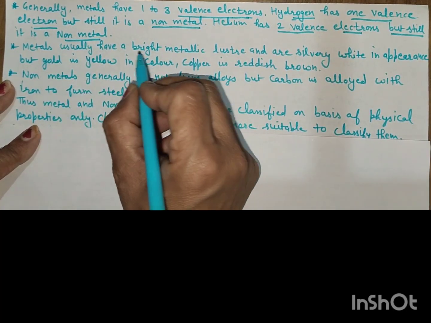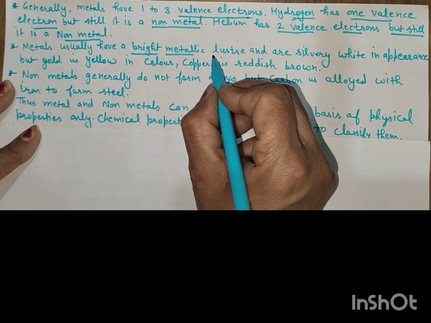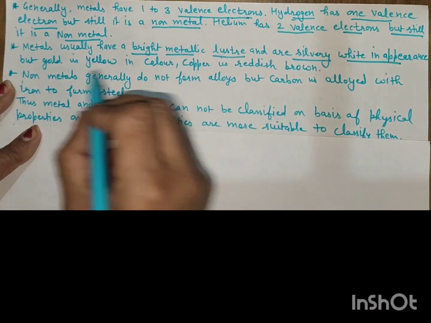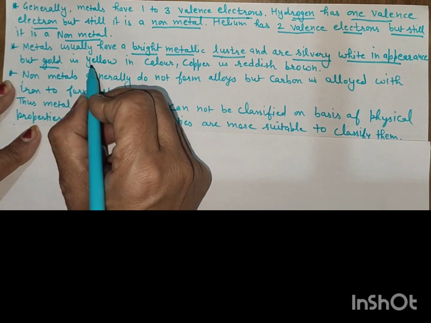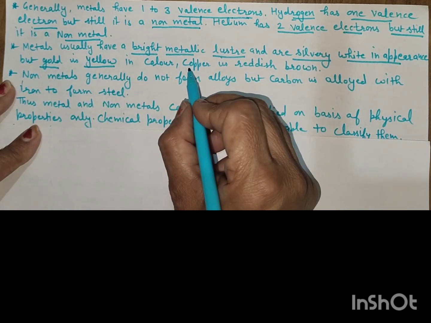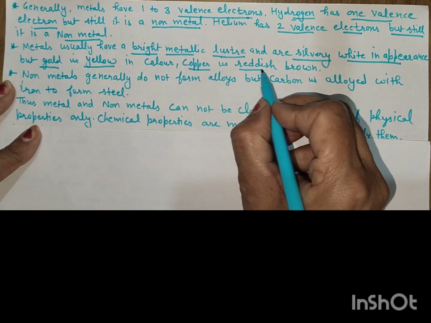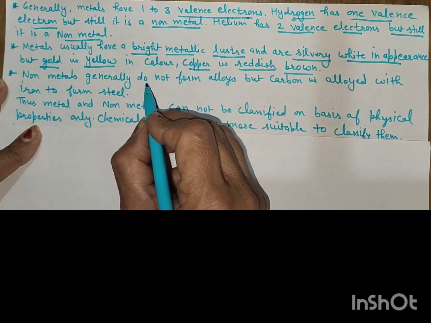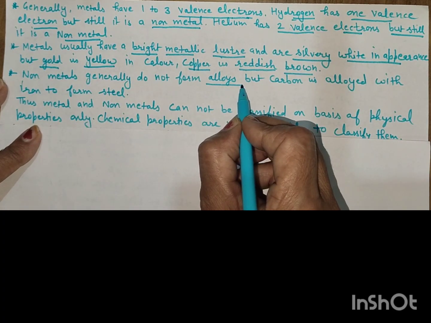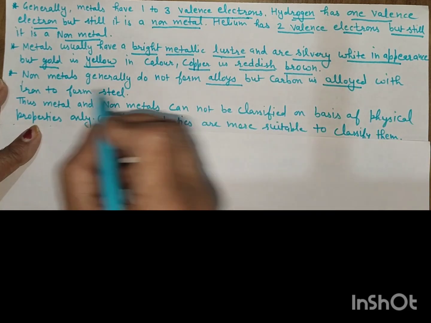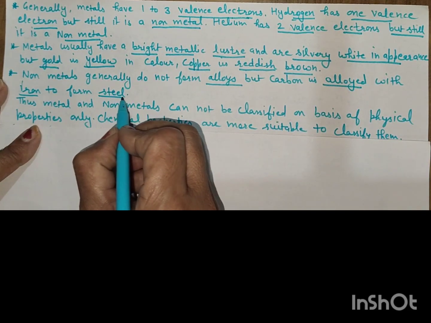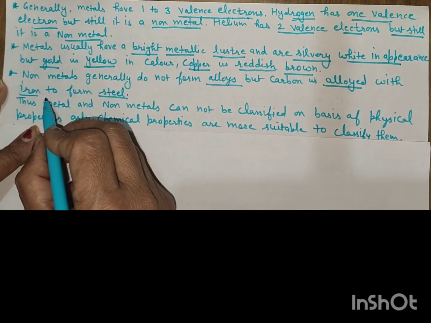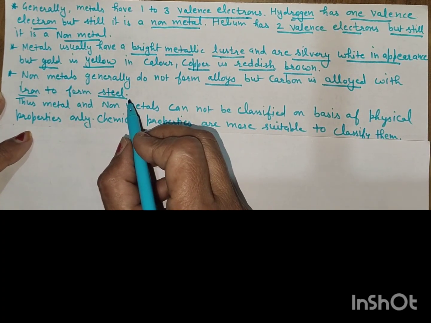Metals usually have a bright metallic luster and are silvery white in appearance. But gold is a metal and it is yellow in color, and copper is a metal and it is reddish brown in color. Non-metals generally do not form alloys, but carbon is alloyed with iron to form steel.